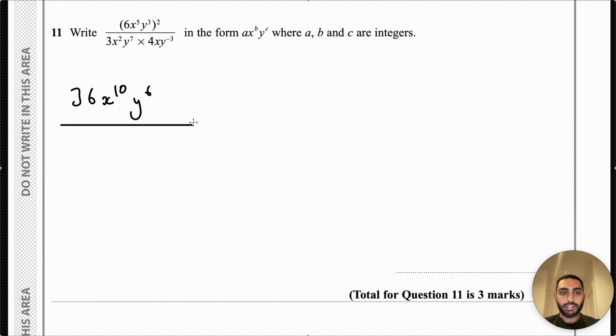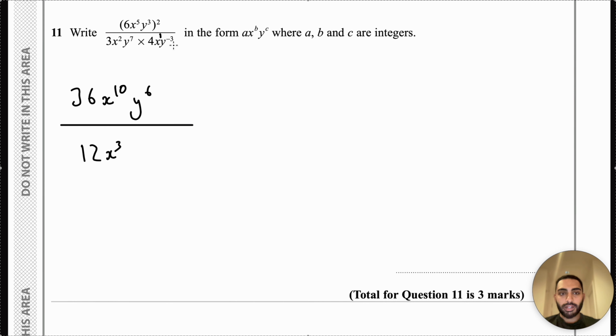Let's simplify the denominator as well. So we've got 3 times by 4. You just multiply the coefficients together. 3 times by 4 is 12. I'm going to multiply my x's together. And if you're multiplying and you have the same base, you add the powers together. This is a 2 plus an invisible 1. So 2 add 1 would be 3. So x to the 3.